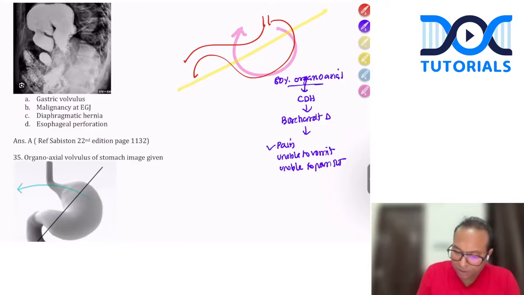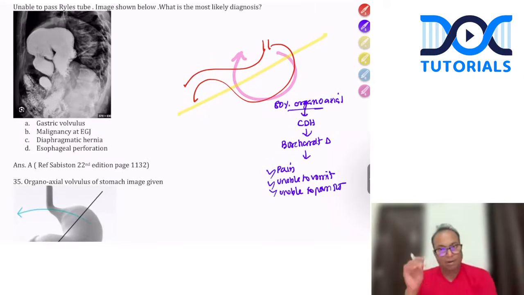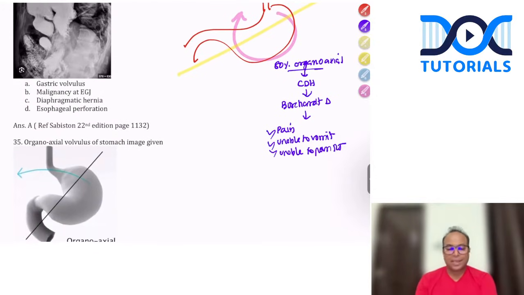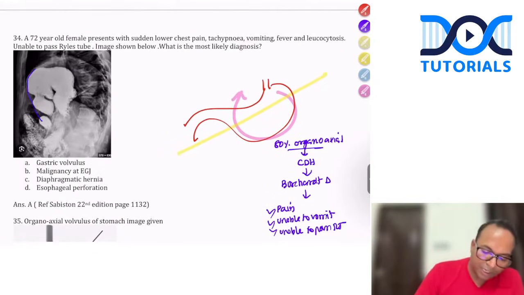Unable to pass Ryle's tube. So these are the 3 features of this organoaxial volvulus: unable to vomit, unable to pass Ryle's tube, and pain. All these are organoaxial volvulus. And this picture is very clearly showing you an organoaxial volvulus.